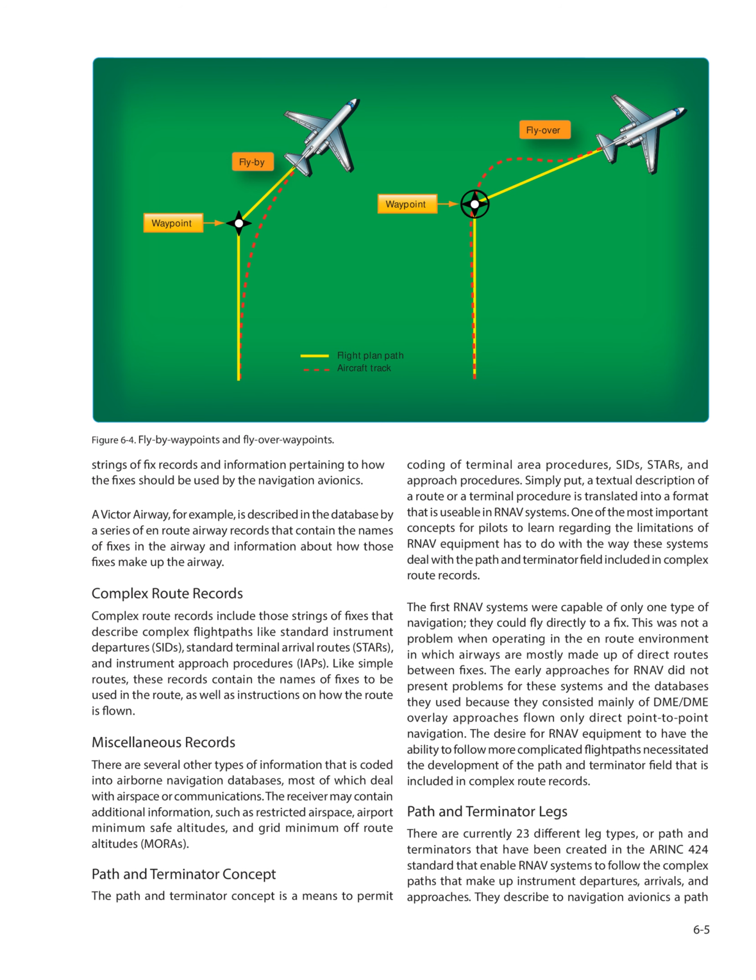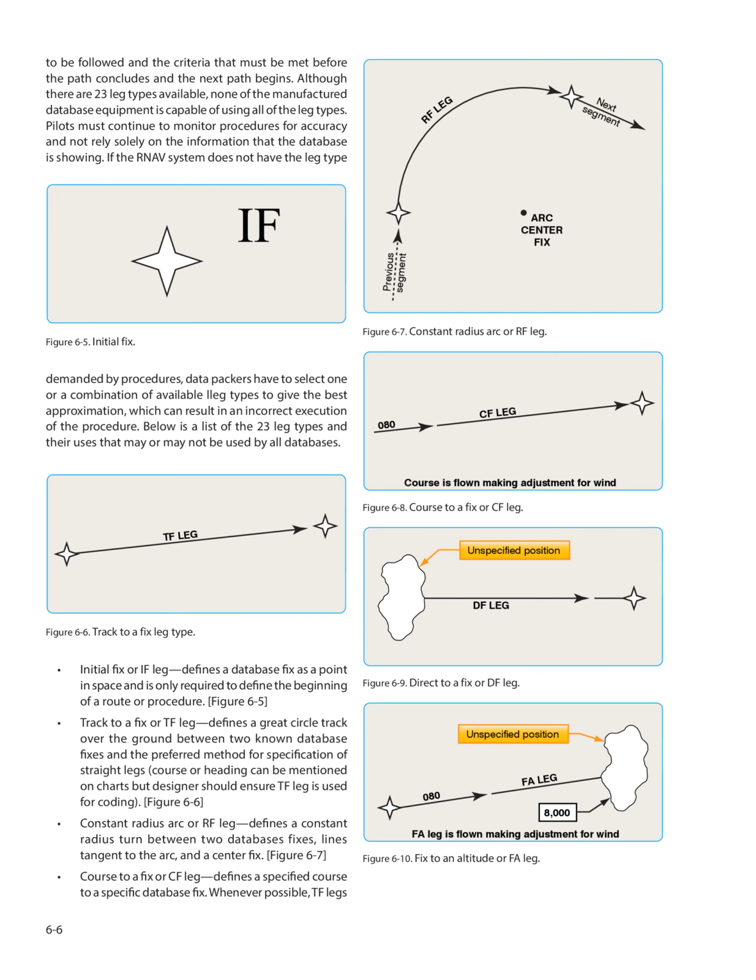The desire for RNAV equipment to have the ability to follow more complicated flight paths necessitated the development of the path and terminator field that is included in complex route records. Path and terminator legs. There are currently 23 different leg types, or path and terminators, that have been created in the ARINC 424 standard that enable RNAV systems to follow the complex paths that make up instrument departures, arrivals, and approaches. They describe to navigation avionics a path to be followed and the criteria that must be met before the path concludes and the next path begins.